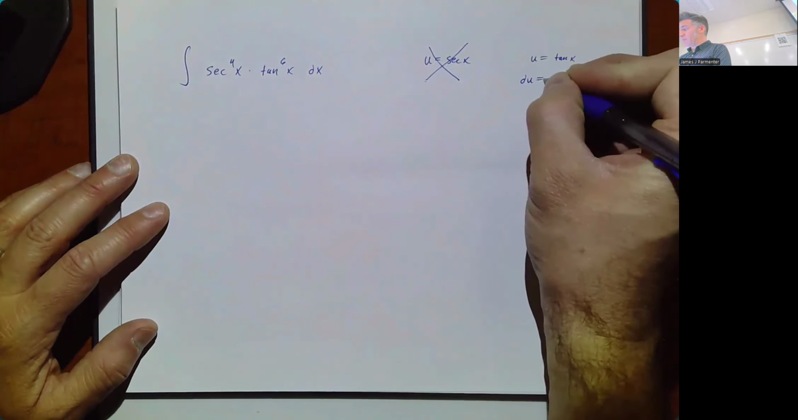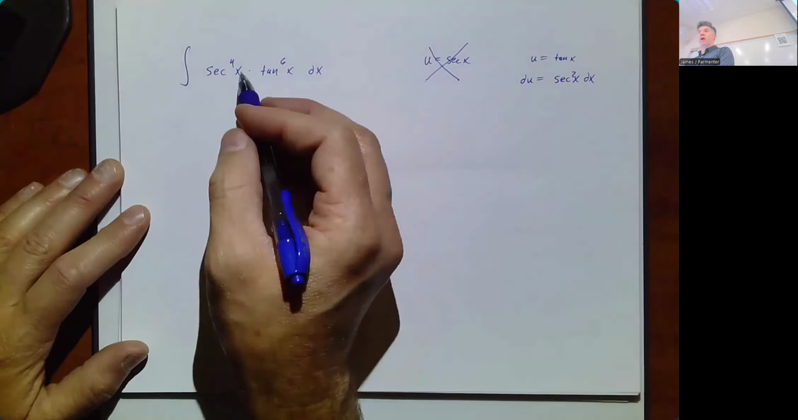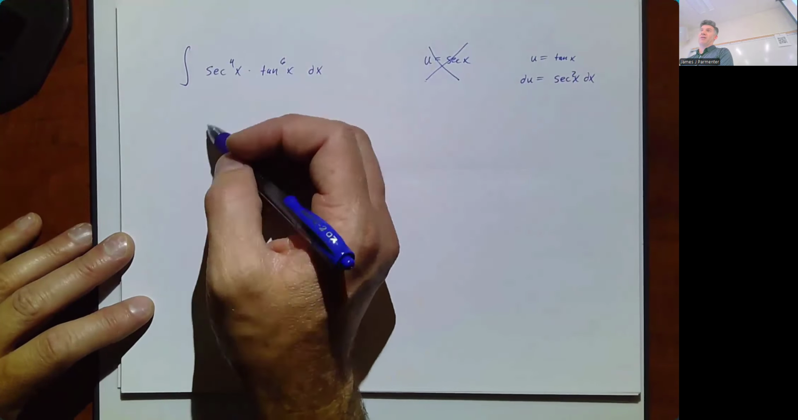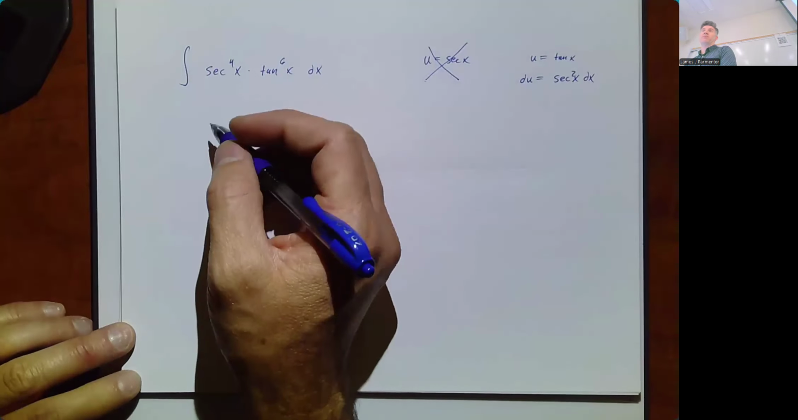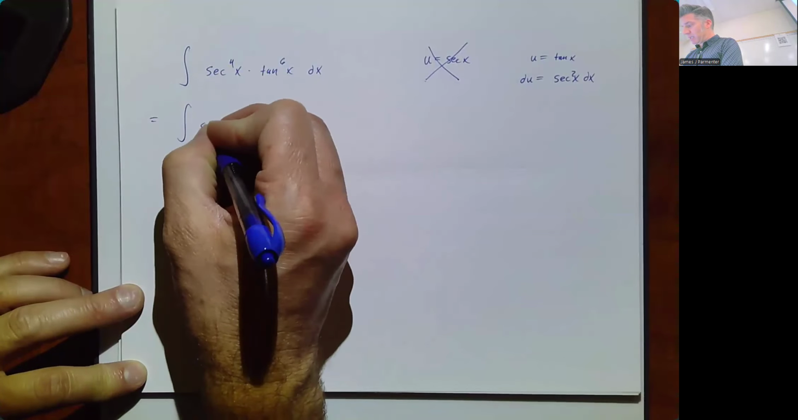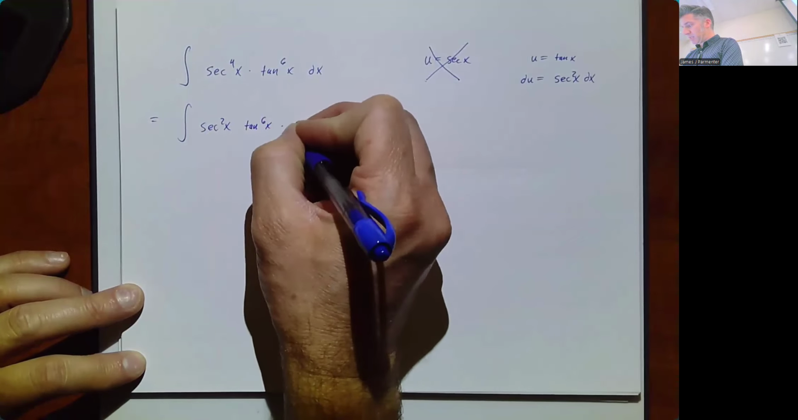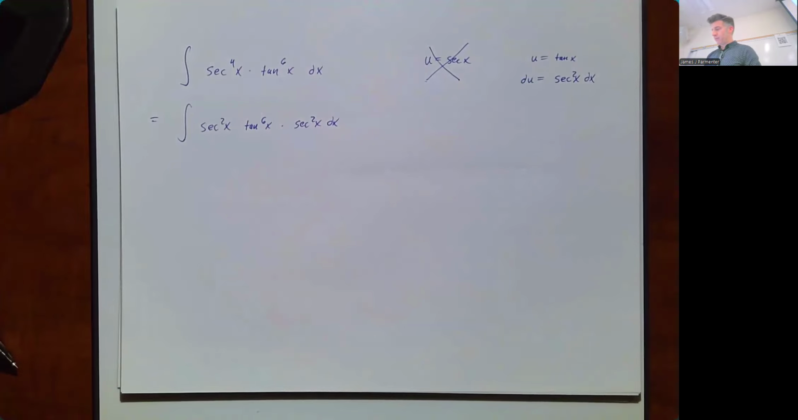My du, my derivative, is going to be secant squared x dx. And then when I soak up a secant squared, I'm still left with an even power of my non-u choice, which is what I'm always looking for. I'm trying to do powers of trig functions. So I'm going to rewrite this as the integral of secant squared x times tangent to the 6th x times secant squared x dx.